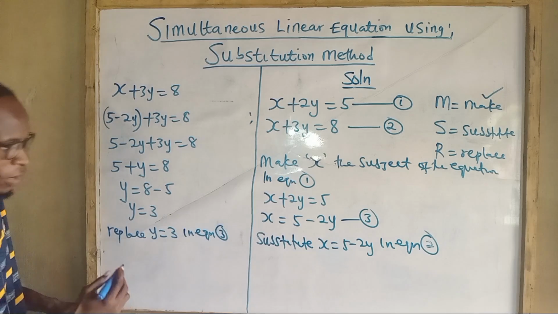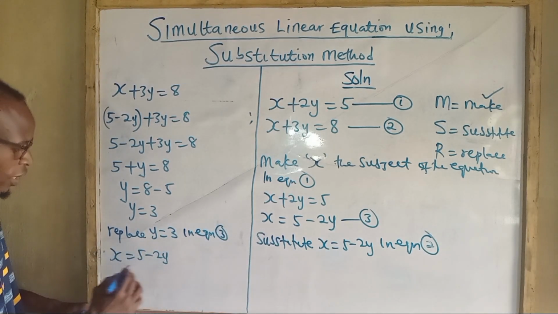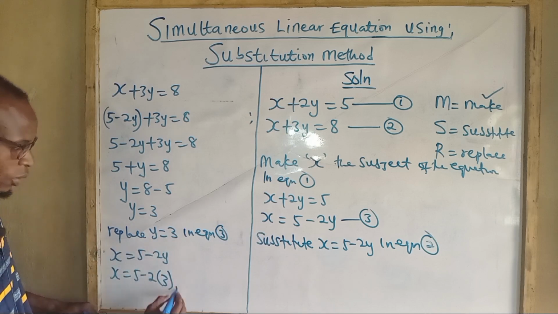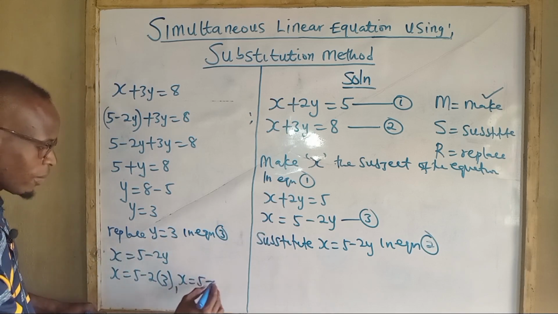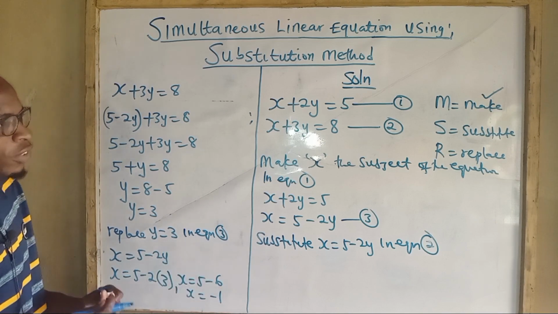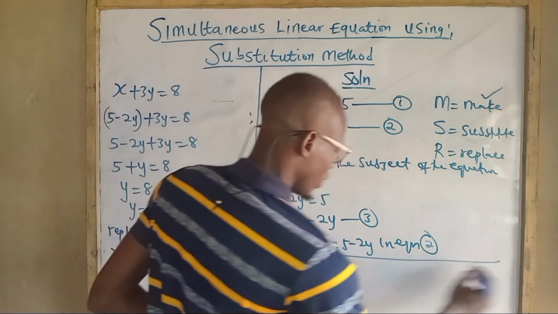Equation 3 simply says x equals 5 minus 2y. So x will be equal to 5 minus 2 bracket y, which is 3. So x equals 5 minus 6, and x equals minus 1. So we have essentially calculated the value of x and y. Let me just bring everything down here.